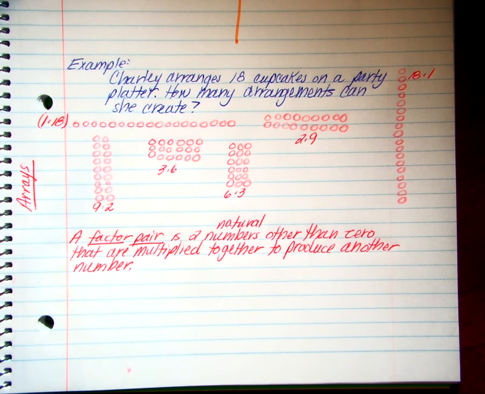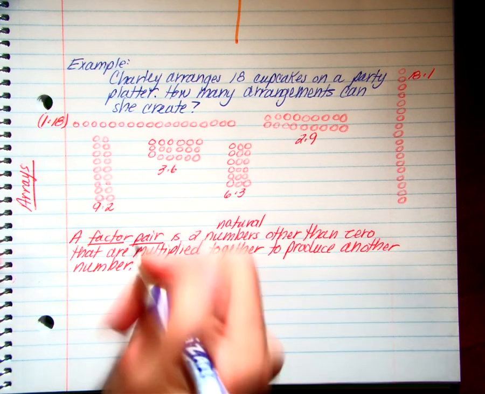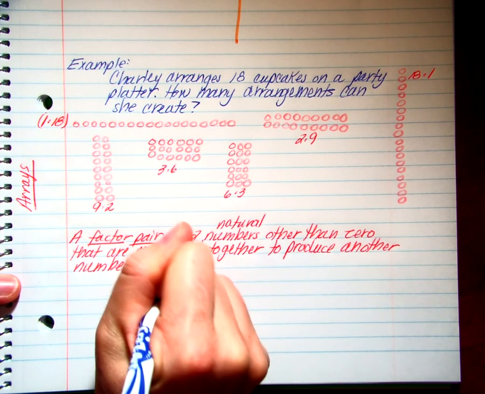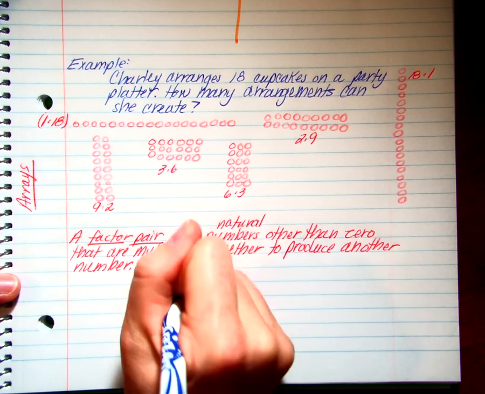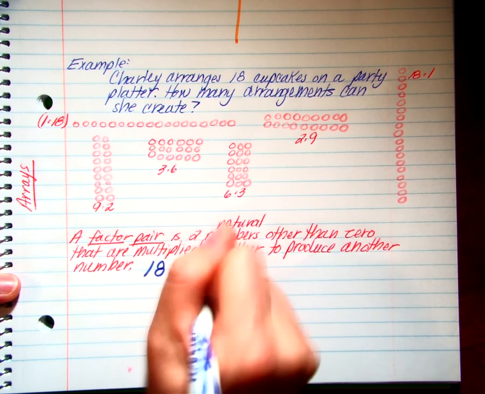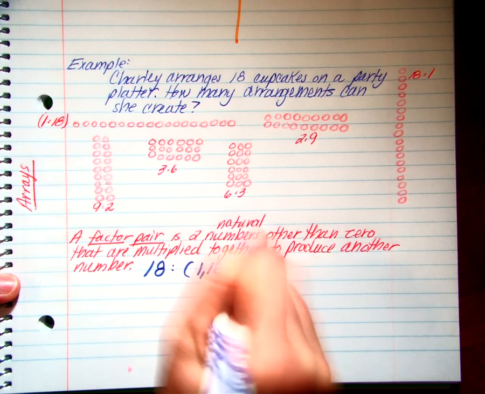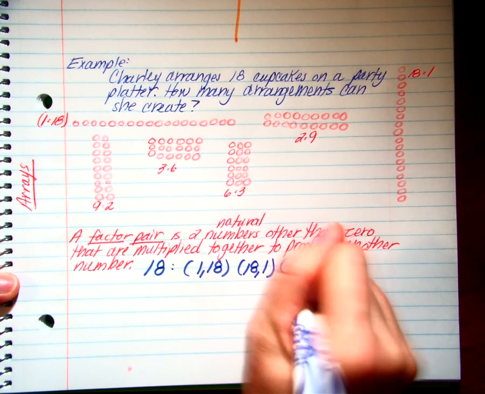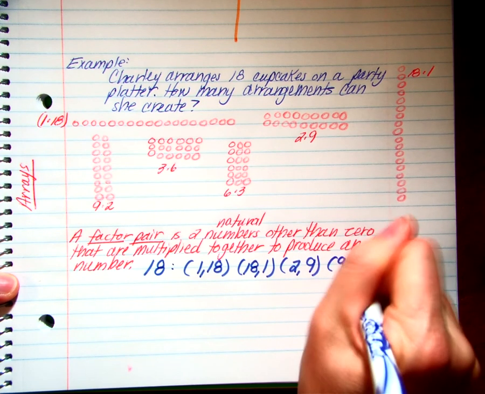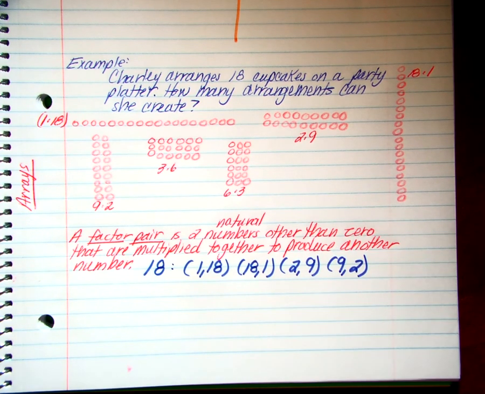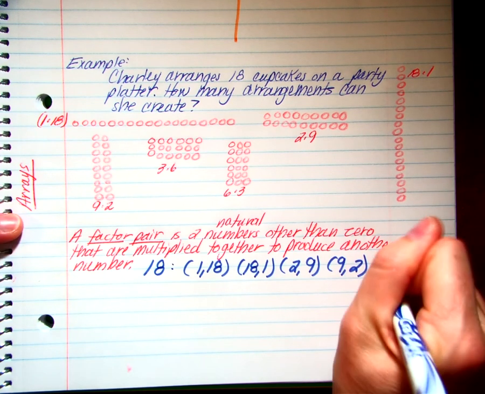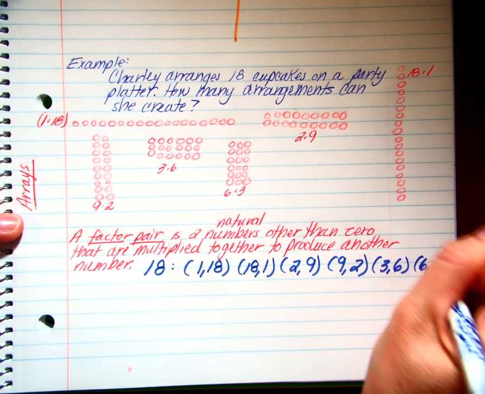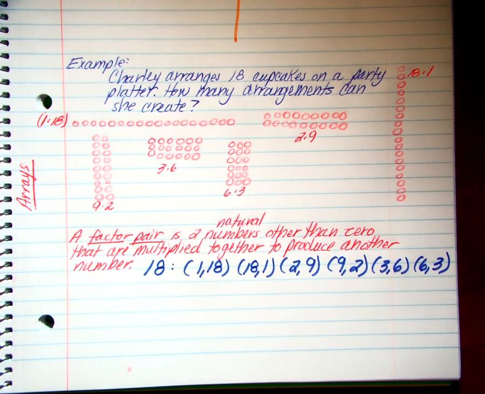Okay, so if that is true, what are the factor pairs of 18? So factor pairs of 18. They would be 1 and 18, 18 and 1. 2 and 9, 9 and 2. What's the others? 3 and 6, 6 and 3. Those are all the factor pairs of 18.